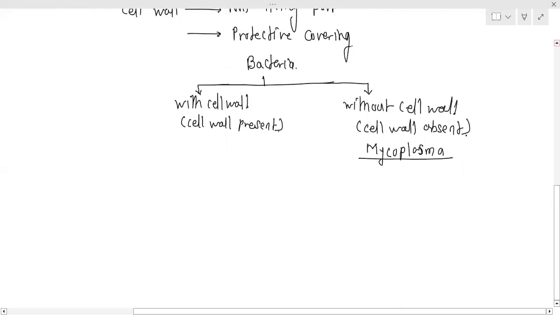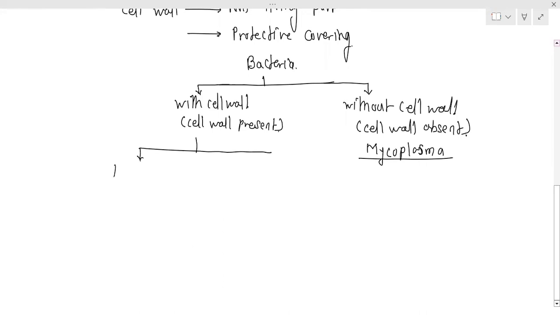And when cell wall is present, there are again two groups of bacteria. One group of bacteria is called archaebacteria. In another topic, we will learn about archaebacteria in detail, but afterward. Another group of bacteria is called eubacteria. These are the two groups of bacteria. In other topics, we will learn in detail about archaebacteria and about eubacteria. But right now, just try to understand.